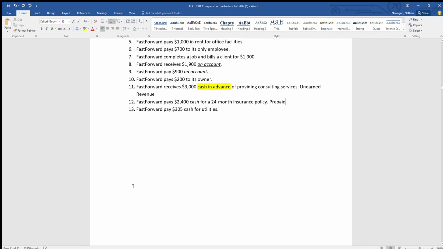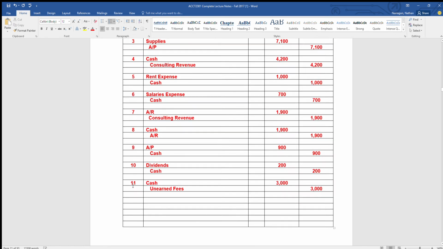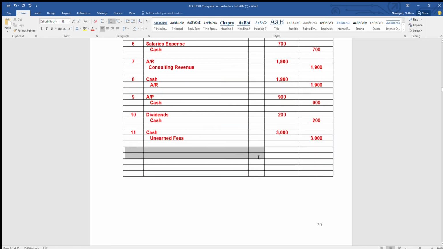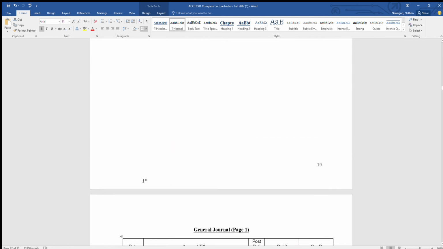With prepaids, this is going to be a big one in the next chapter. When you see a prepaid, they are of course going to get debited. They are known as an asset. So prepaid insurance or prepaid rent, prepaid security deposit, whatever you prepay for, is going to be debited for the $2,400. But cash again is decreasing, so that's also by $2,400.